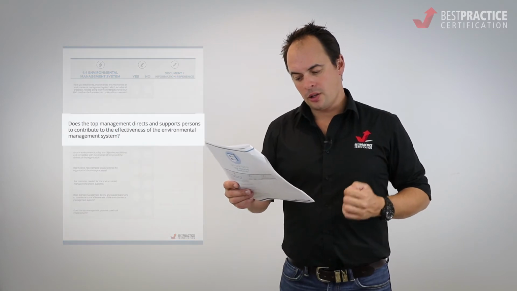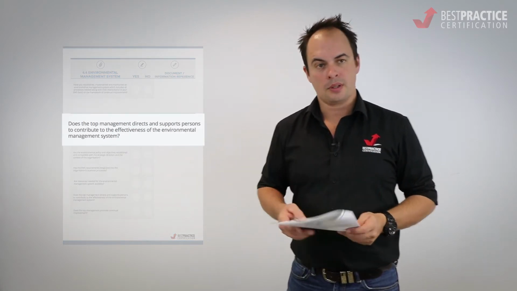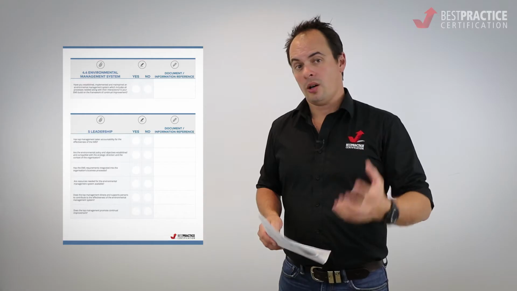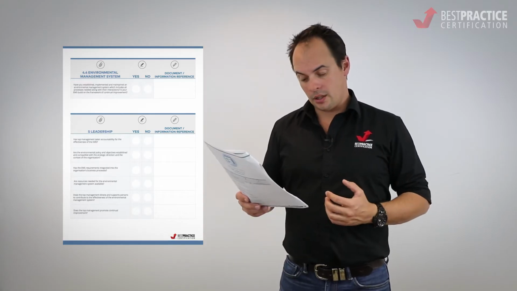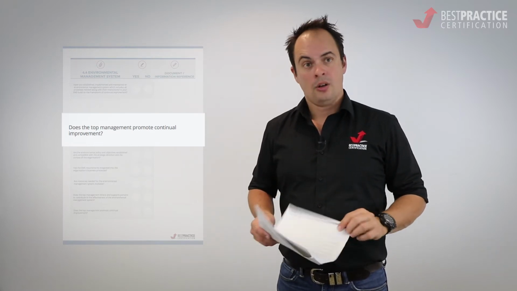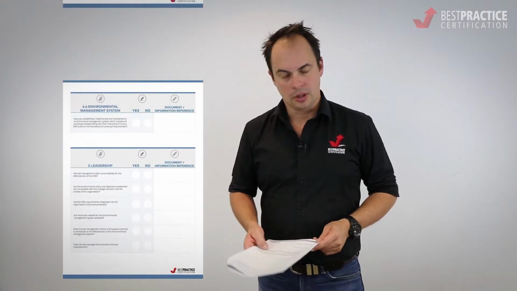Does top management direct and support people to contribute to the effectiveness of the environmental management system? And this is all about communication and consultation and training of your people, so they understand what their compliance obligations are, they understand the risks, the threats, they understand that when they don't follow the system, they know what's going to go wrong and what their legal obligations are. And does top management promote continual improvement of your management system? And that's part of that policy commitment that we're going to talk about shortly.